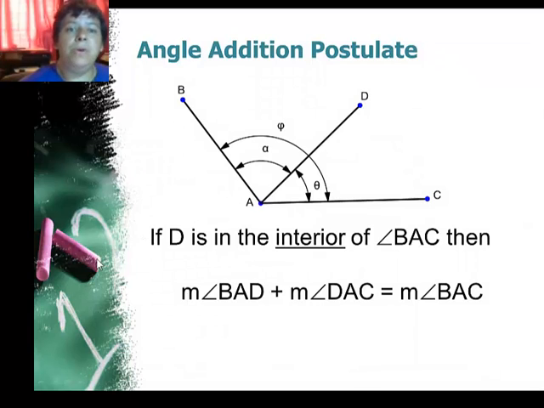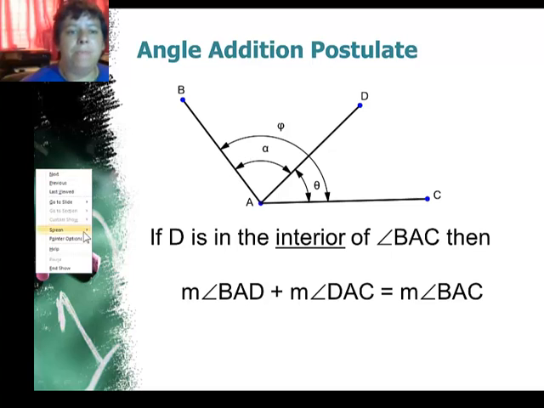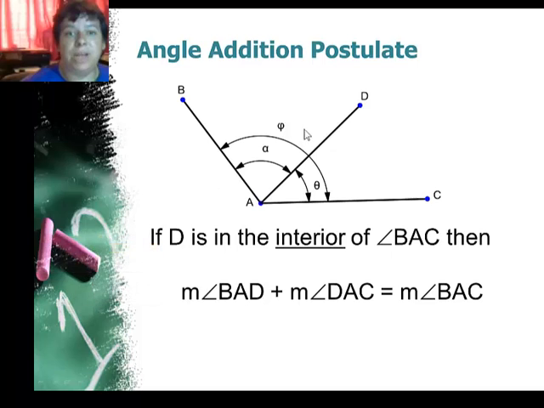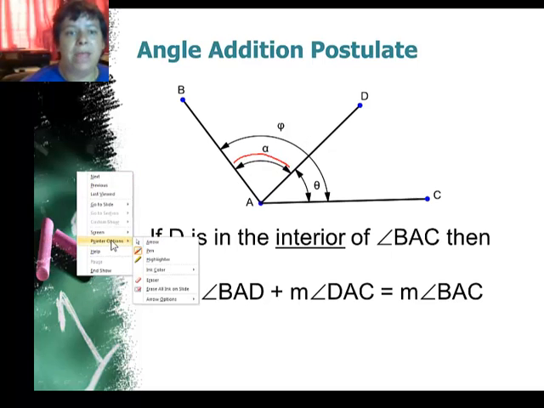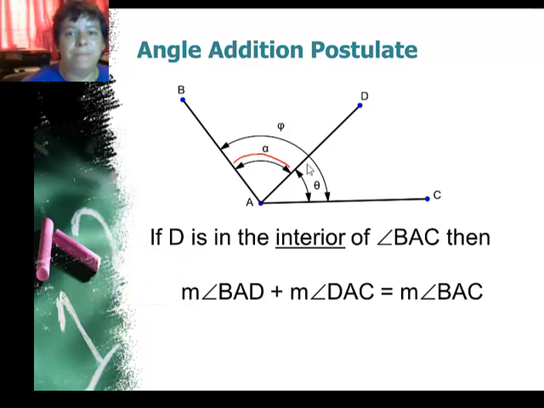Now, in your book is the angle addition postulate. And what that just says is that if you add 2 angles together that are adjacent, so we'll say this angle which has alpha, and you add that to another angle which we will say theta, right here.